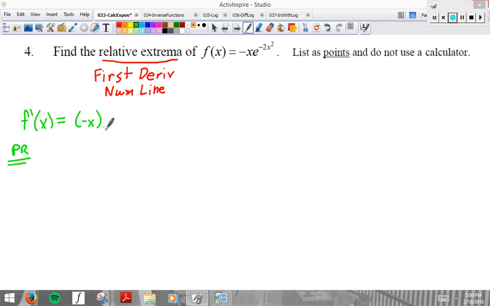First times the derivative of the second. So here's how I'm seeing them broken up, like that. The derivative of this guy, I would keep it the same. And then I would multiply by the derivative of the exponent. What's the derivative of negative 2x squared? Oh, it's negative 4x. Plus the second guy times the derivative of the first.